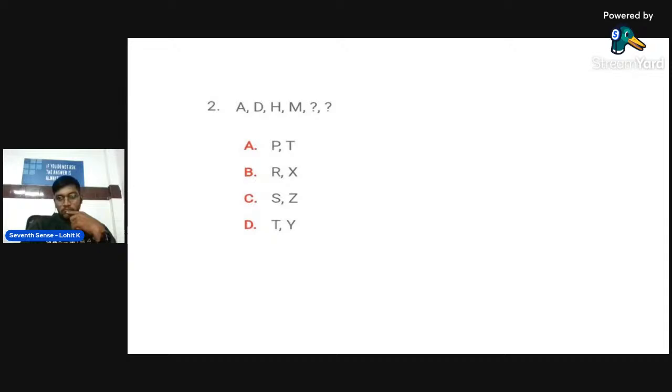Write down the answer in the chat box. Okay, people have given the answer here. RXC, CRX, SZ, CSZ, RX. Anyone can type the pattern here. Some of the people have given the answer, but give me the pattern. What kind of pattern are they following here?